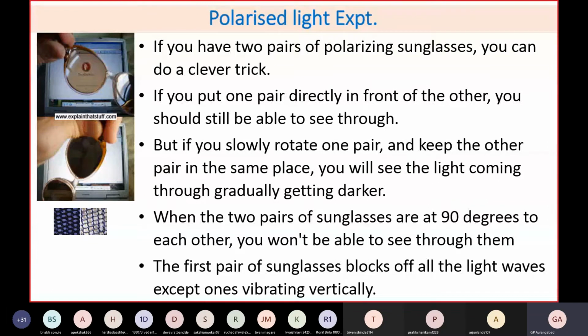So what is important in this experiment is that if you have two filters and both are at 90 degrees to each other, then they will block almost all the light and almost no light will come through. That is the basic principle of LCD, or the basic principle of polarized light. This principle we normally use in sunglasses.